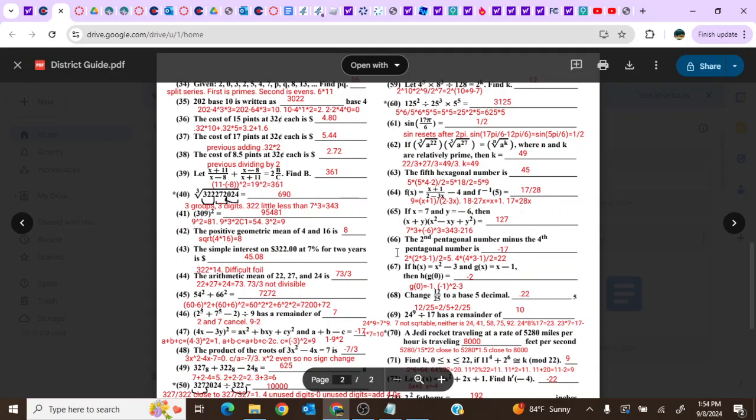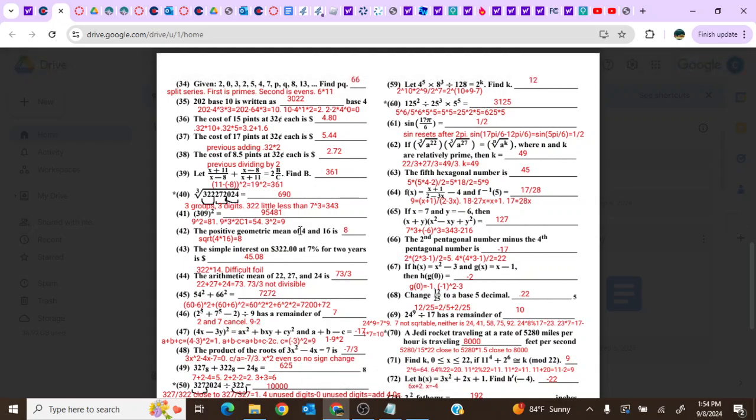42, positive geometric mean of 4 and 16 is what? The geometric mean of two numbers is the nth root of all n numbers multiplied. So there are two numbers here. So the second root, or the square root of 4 times 16, so the square root of 64 is 8.